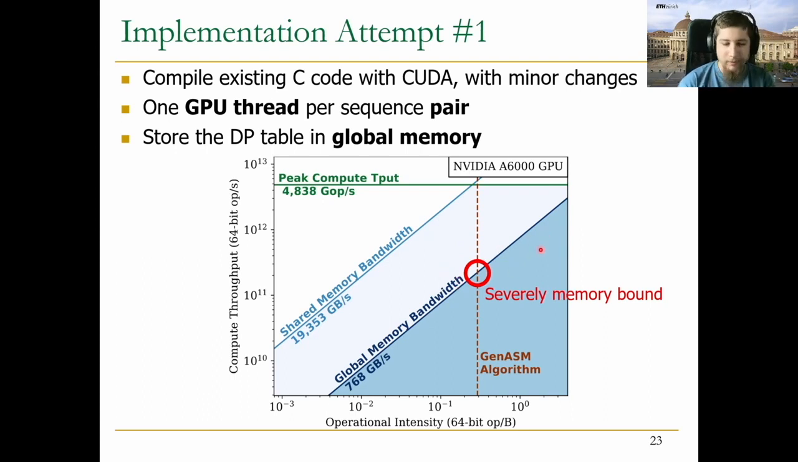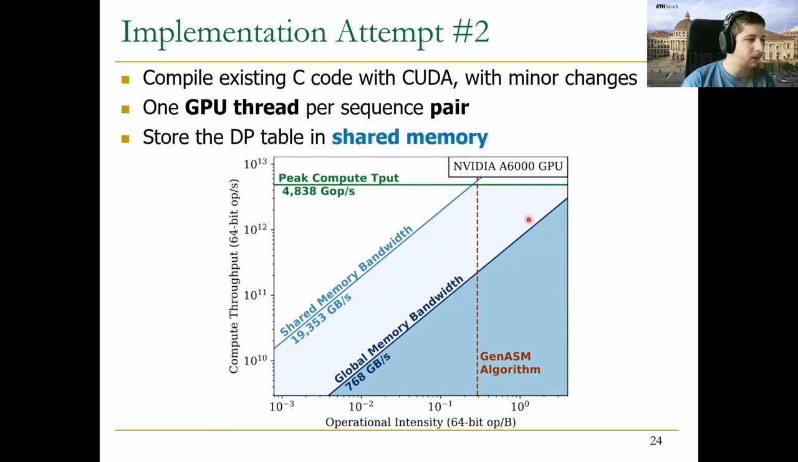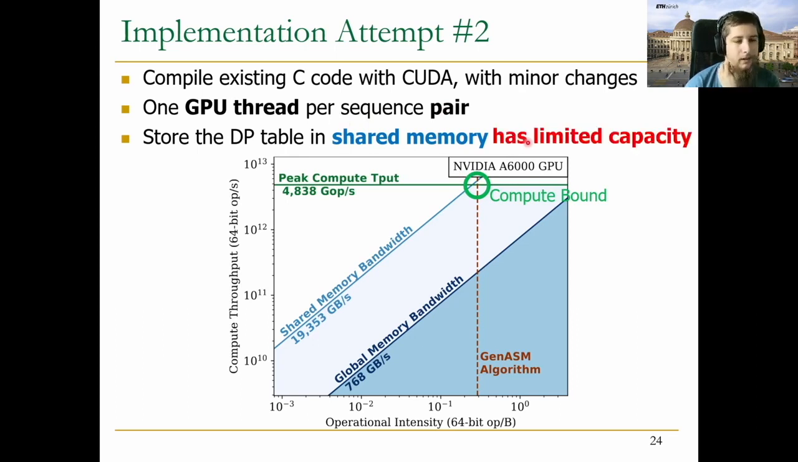So as a second implementation attempt, we could try to keep everything the same, but replace the global memory with shared memory. So that's where we put the DP table. And indeed, this has a much higher bandwidth, because it's on chip and very close to the actual functional units of the SM. Now we can be compute bound, at least in theory, according to this roofline model. But as you know, shared memory actually has much lower capacity compared to global memory.